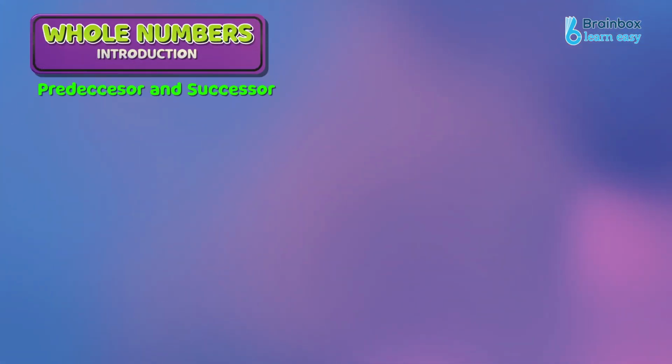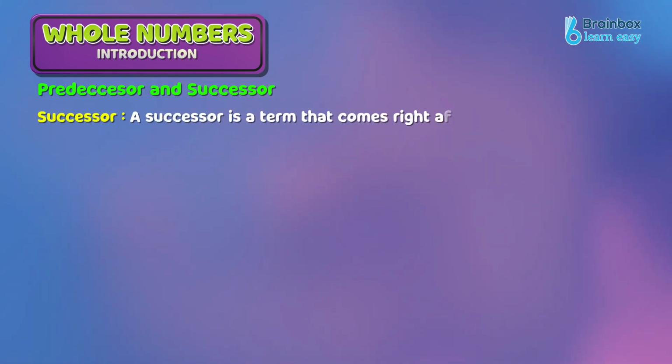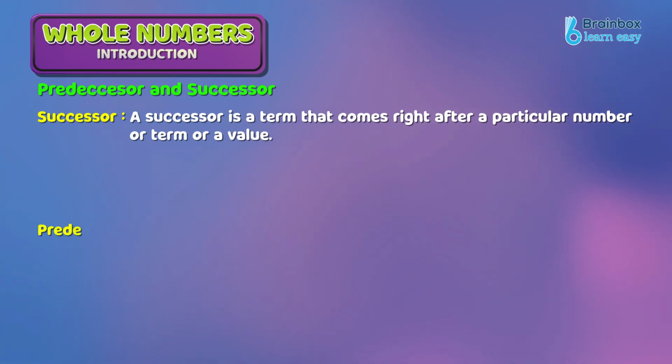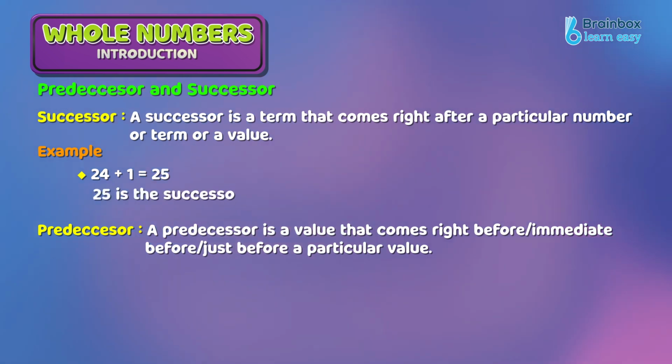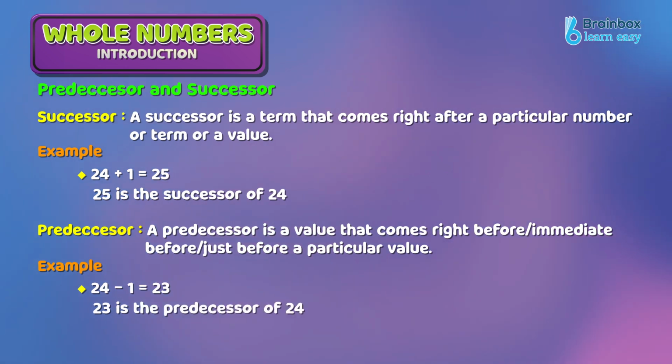Predecessor and successor. In this set of counting numbers, you might have experienced that 1 added to any number gives the next number, and 1 deducted from any number gives the number before. For example, 24 plus 1 gives 25. This is the number next to 24 and hence is called the successor. If we deduct 1 from 24, we get 23. So, 23 is the predecessor of 24.